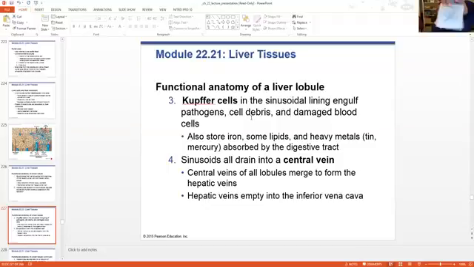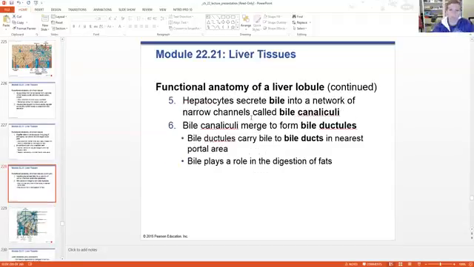So that little circle in the middle, that's our central vein. Guess what? All the central veins merge together to form the hepatic vein. Guess where the hepatic vein goes? Hepatic vein goes right into the IVC, right back into the heart. Boom. Other things. The hepatocytes are secreting bile.